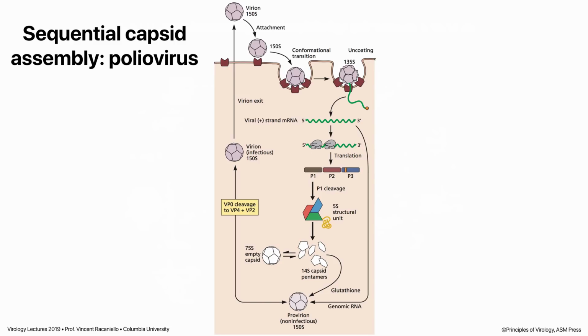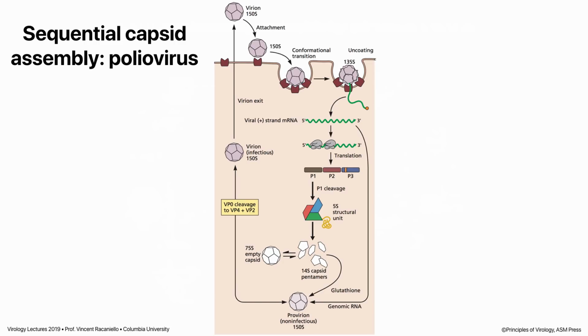5 of those then associate into what are called pentamers. 5 copies, pentamer. So that's sequential assembly. One structural unit, 5, and then we have formation of an empty capsid, which has 12 of these pentamers, 12 times 5, 60 subunits.